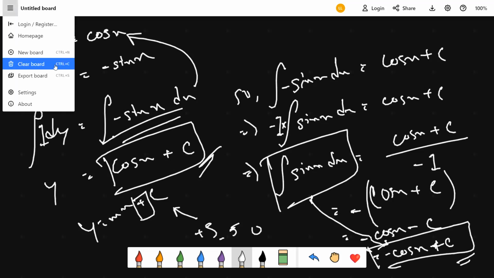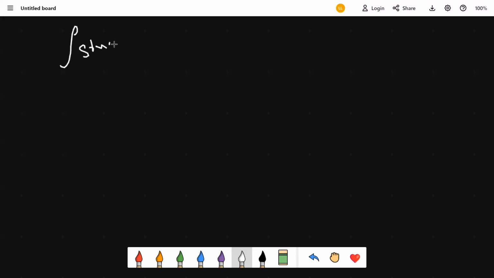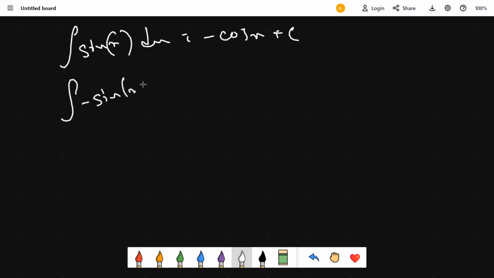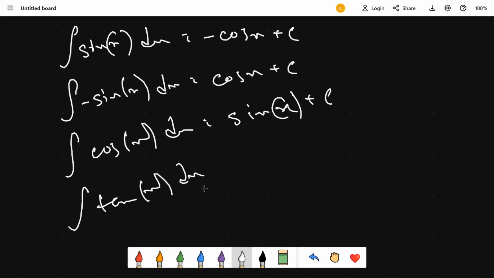so if we write this clearly, the integration of sine x dx is equal to minus cos x plus c, the integration of negative sine x dx equals cos x plus c. Then the integration of cos x dx equals sine x plus c. Okay. Now, some other values we have: what is the integration of tan x dx?